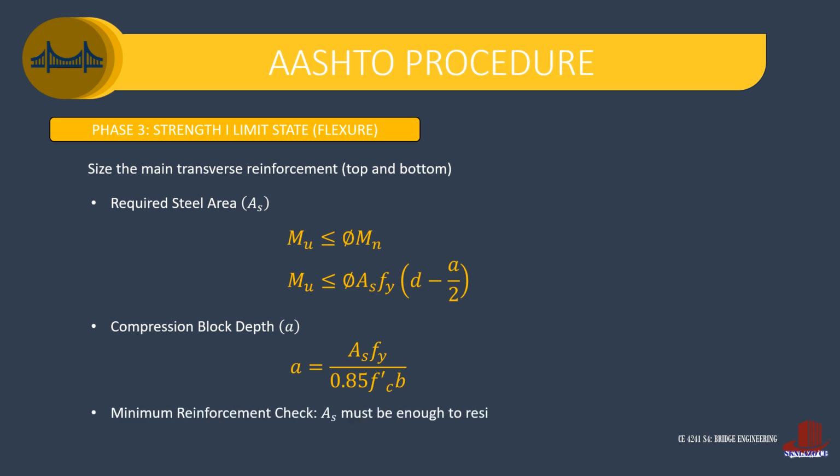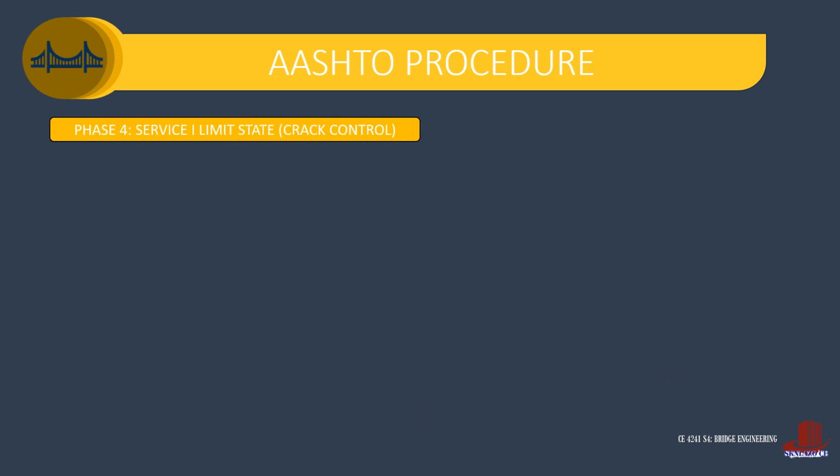To check flexure, the minimum reinforcement As should be sufficient to resist either 1.2 of the cracking moment or 1.33 of the ultimate strength moment. If the flexure is okay, we then continue with crack control. This is for the purpose of checking that the bar spacing is enough to prevent cracks.